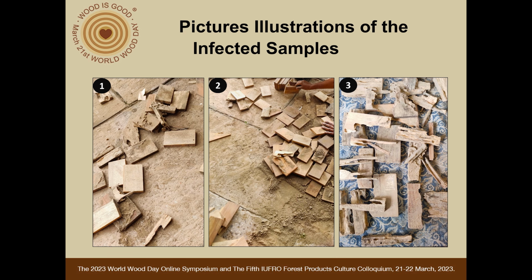These are the picture illustrations of the infected samples. In the first and second picture, we can see the infected and intact samples along with the insect debris. And in the third picture, we can see the infected samples. The wood was so severely attacked that the samples were looking like bones.